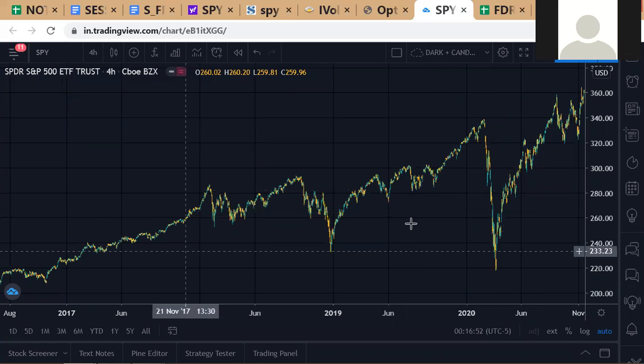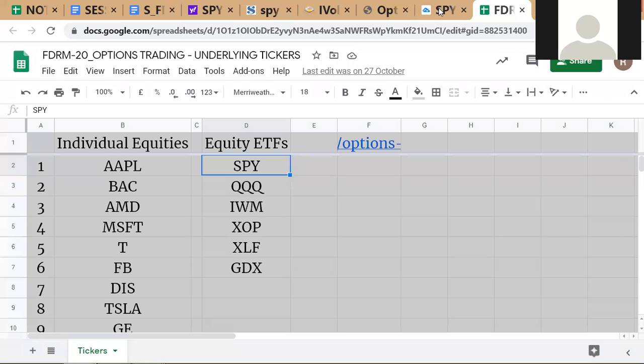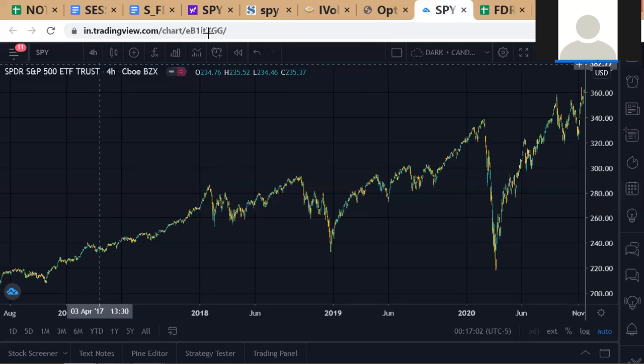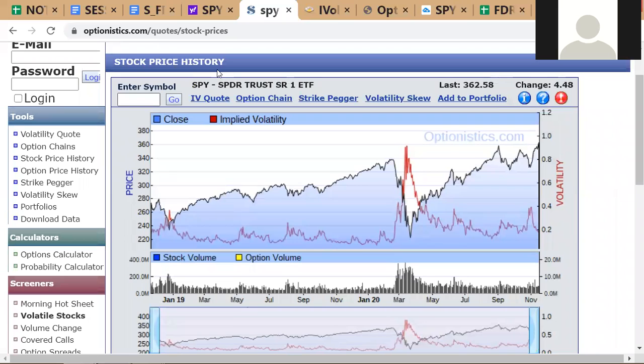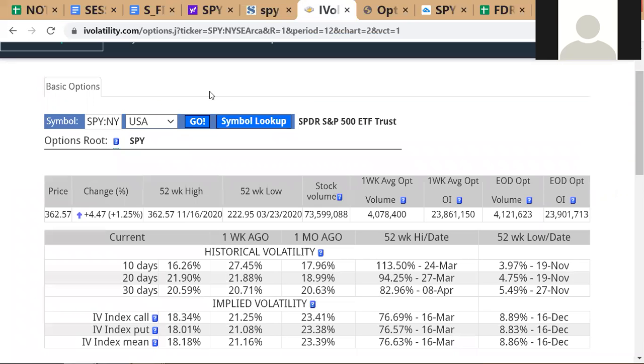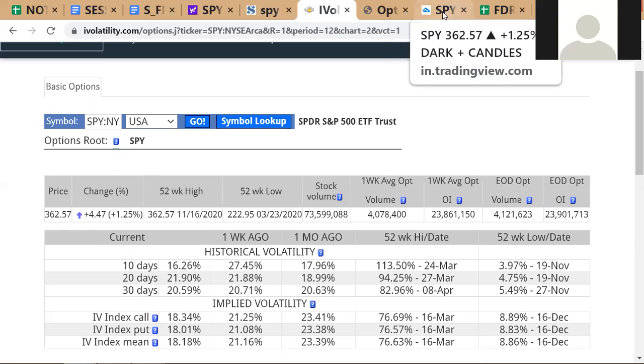When you're trading SPY options, this is the underlying asset price. When you're trading options on other tickers like IWM, then you'll have to put IWM here. You'll have to change this to IWM. Here also you have to change to IWM, and here as well. Okay. And the symbol has to be changed. But it's the same logic. The thinking process does not change.